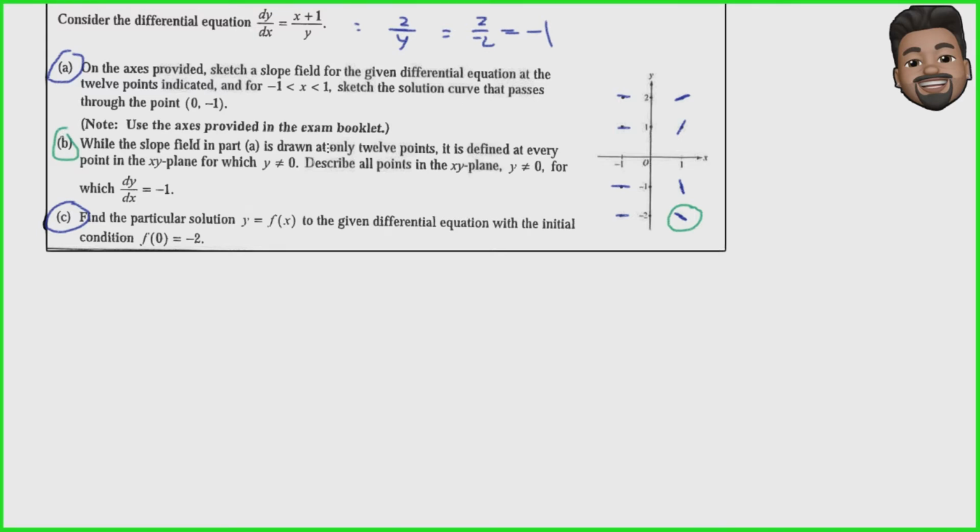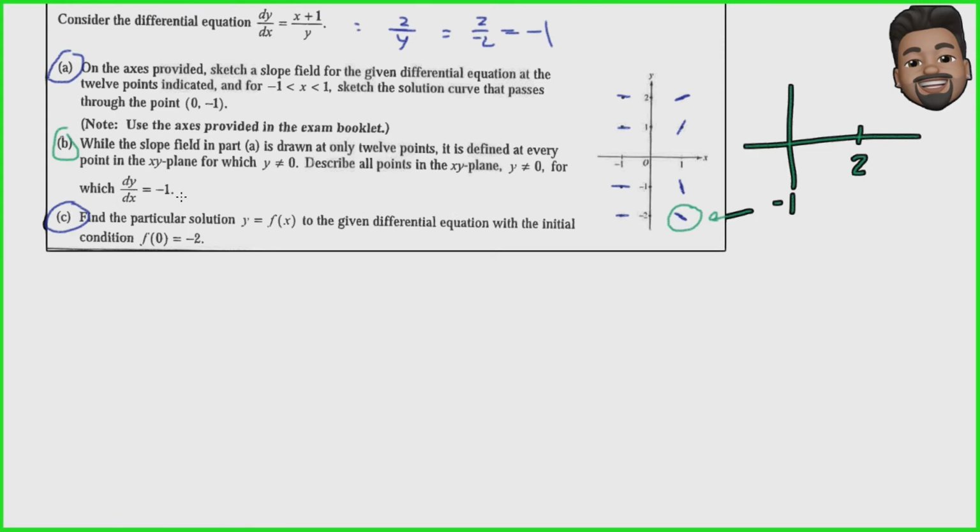The slope field in part A is only drawn at 12 points, so we drew the slope fields at all these points, so make sure to do that if you haven't. I circled this one because this is a slope of -1, but then we're going to go over here and describe all the points in the xy plane where y cannot equal 0 for which your derivative slope is -1. Now that can be really confusing, right? Because I drew all these slope fields, I plugged in all these values, I found my 0 slopes, I plugged these values in, and I got a slope of -1 here. But remember, we only had 12 points. This is a huge x and y plane. I could probably plug in values somewhere else that would give me a slope of -1.